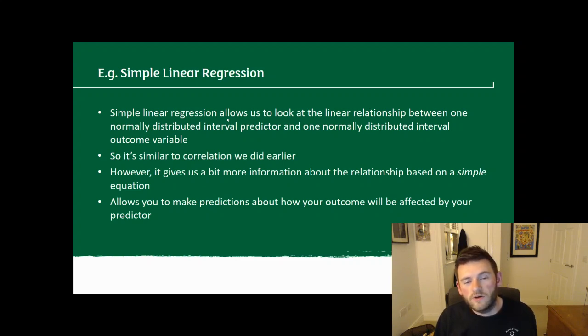So it's similar to the correlations that we did earlier, but it gives us a bit more information about the relationship based on a simple equation. It allows you to make predictions about how your outcome will be affected by your predictor with a bit more confidence than the simple correlations that you're able to do.